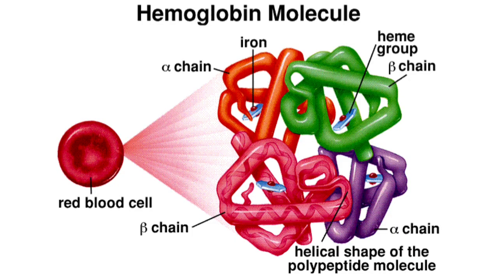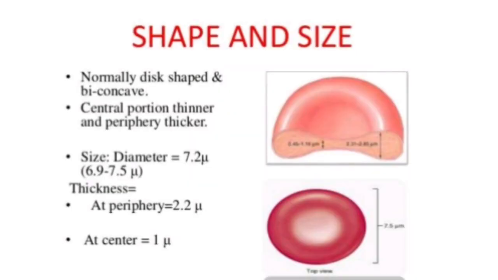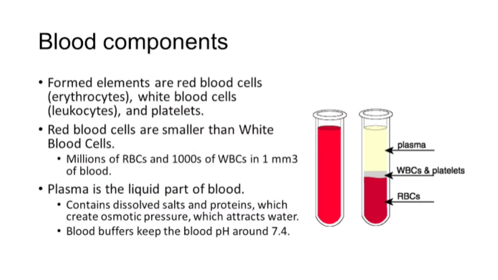They are red in color due to the presence of a red colored pigment called hemoglobin. The nucleus is absent in matured RBCs, as you know. It takes part in immune reactions. The thickness of RBC is 1 to 2 micrometer, and 5 to 5.5 million cells are present in 1 mm cube of blood.